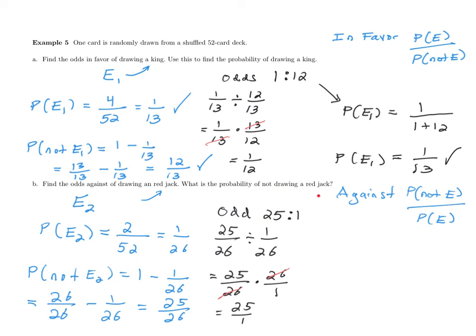What is the probability of not drawing a jack? We technically already know the answer, but again, the point in this question is, if you know the odds, how do you go from the odds to the probability of not E2? You would take the number of times that it doesn't happen, which we know is 25, and you divide it by the total number of ways that it can happen. So that's actually 25 plus 1. And when you add the two numbers in the denominator, that is 26. So here, it matches up with 25 over 26, and we have the correct answer.